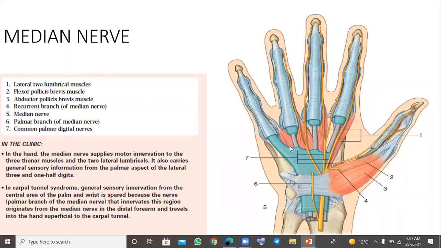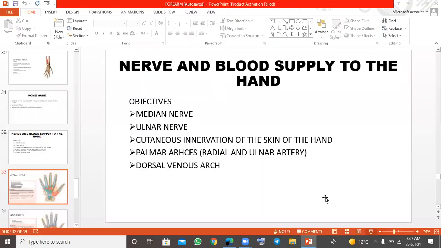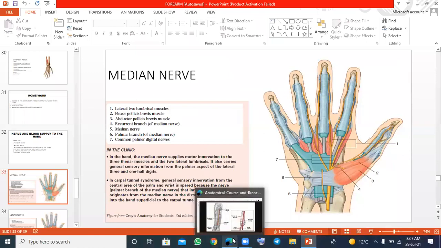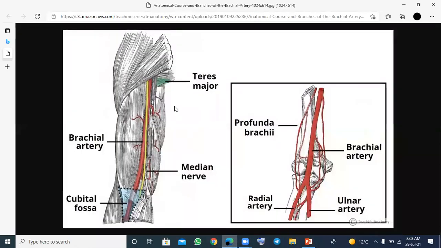So right here, this is the median nerve, but I would like to pick it up from where it's coming from, the brachial plexus, right? We all know the median nerve comes from the brachial plexus. That yellow thing is the median nerve, and it originates from two branches, one coming from the lateral cord and the other from the medial cord. Those two branches unite to form the median nerve.